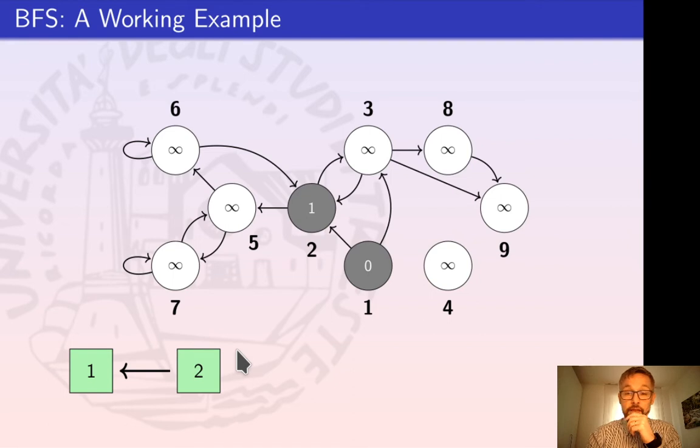Then we extract 1 from the queue, and we search for all its neighbors which haven't been discovered yet. We have two possible choices. We may choose 3 or 2 as the first neighbor of 1. Let's say 2, it doesn't change anything. So once 2 is discovered, we can set its distance to 1 and then place it into the queue.